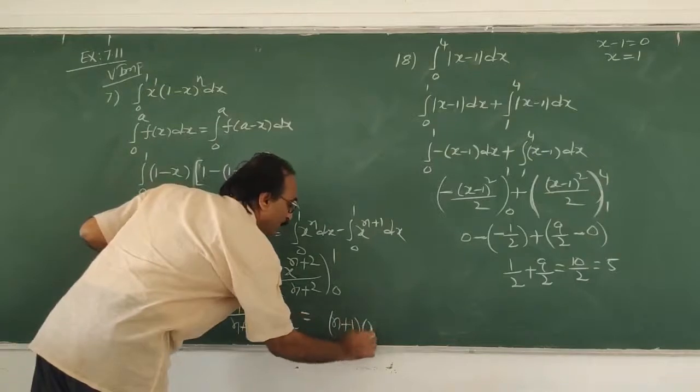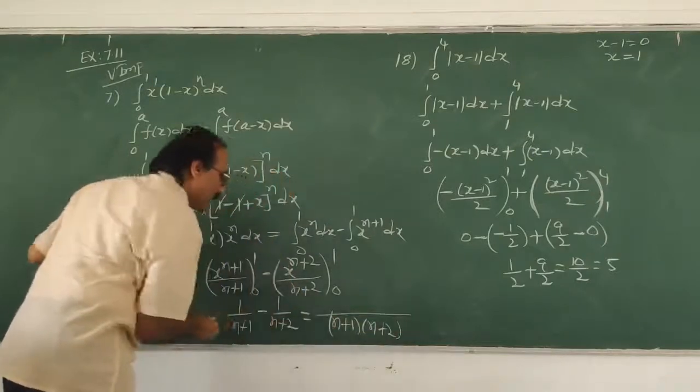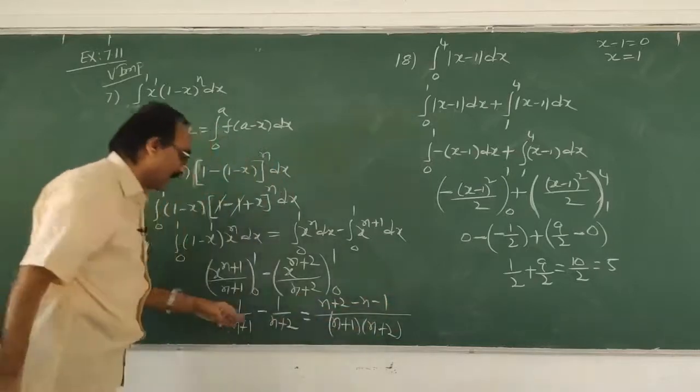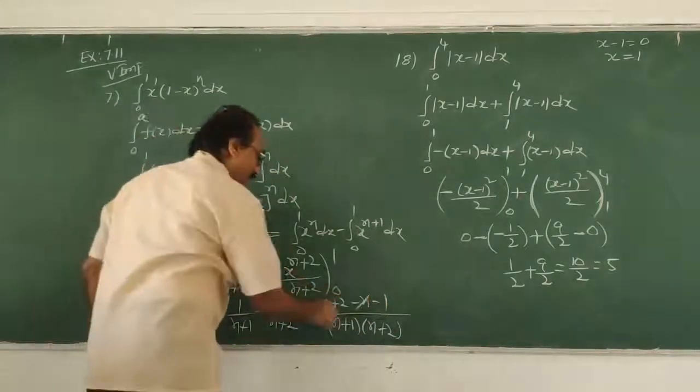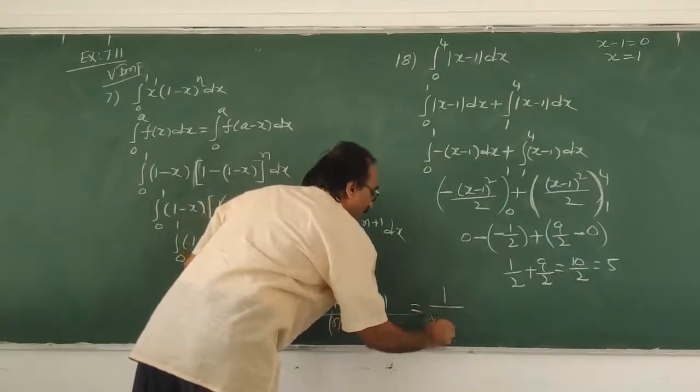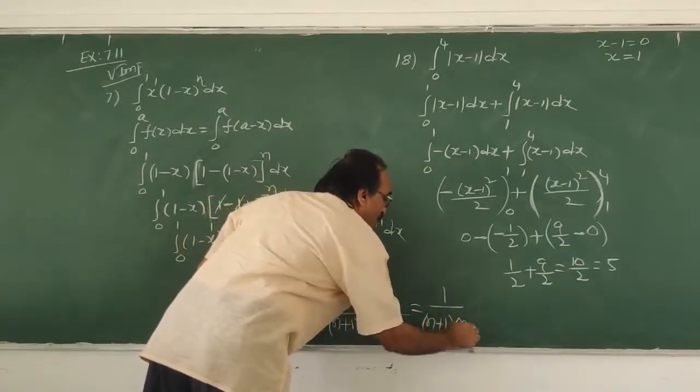N plus 1 into n plus 2 is the LCM. So, what will you take here? N plus 2 will come here, minus n minus 1. Correct? Directly I wrote here. When you take it, minus n plus n cancel. 2 minus 1 is 1. So, 1 by (n plus 1) into (n plus 2).